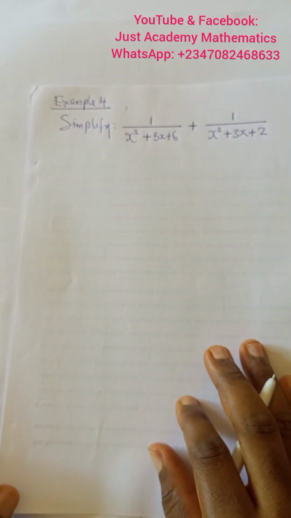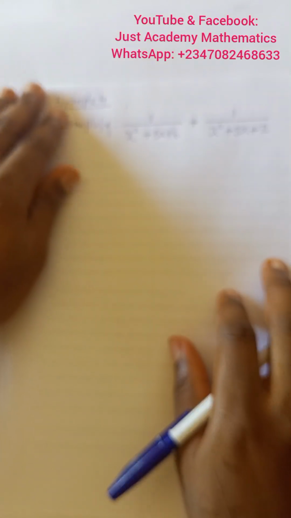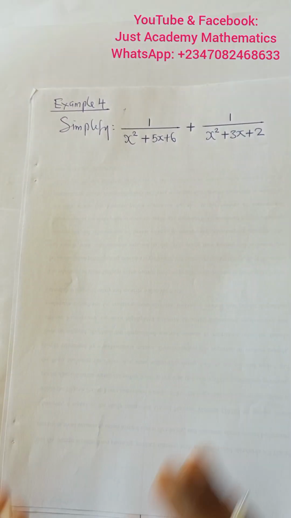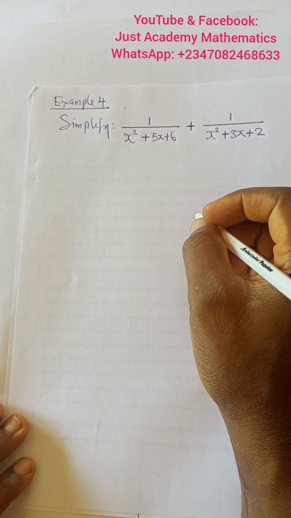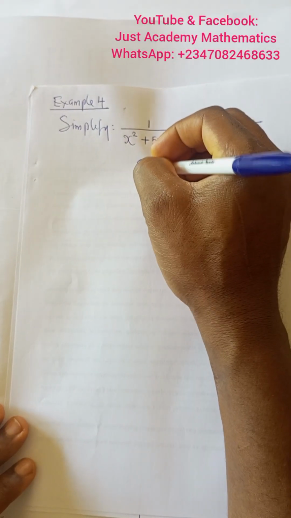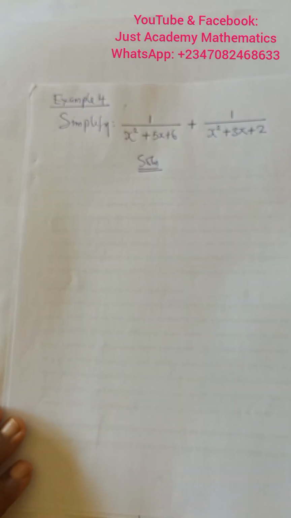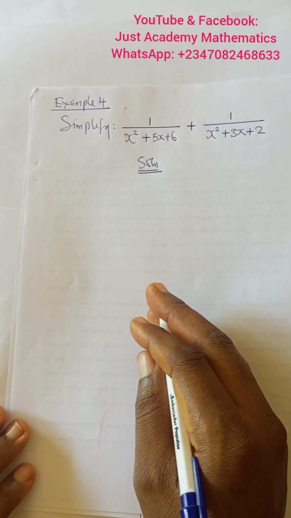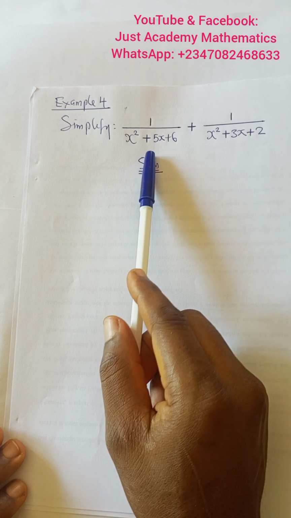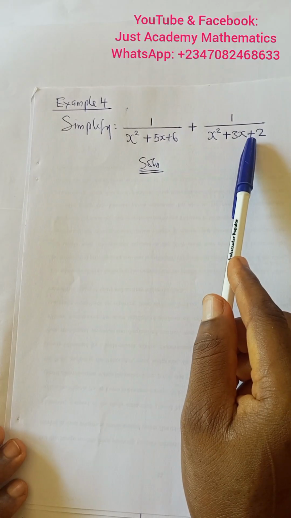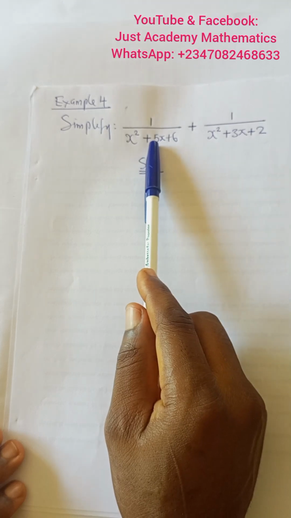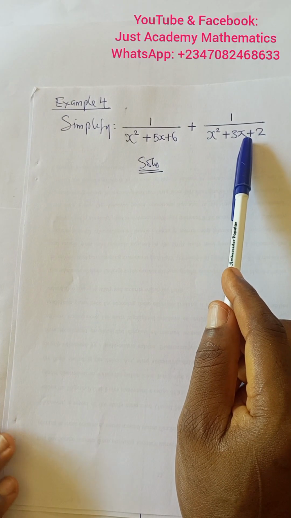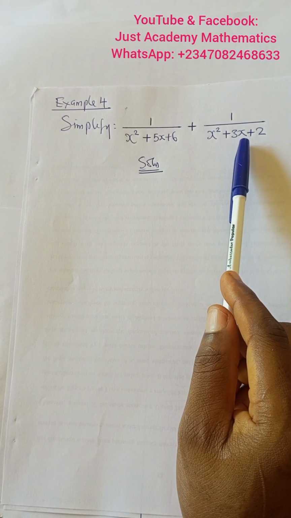Look at example 4. Now, for example 4, we are asked to simplify this. Let's see what happens here. Solution. If you look at example 4 carefully, you will notice that this is a full-fledged quadratic and this. Except you're a magician, we just need to factorize this and we need to factorize this in order to know what to do from there.